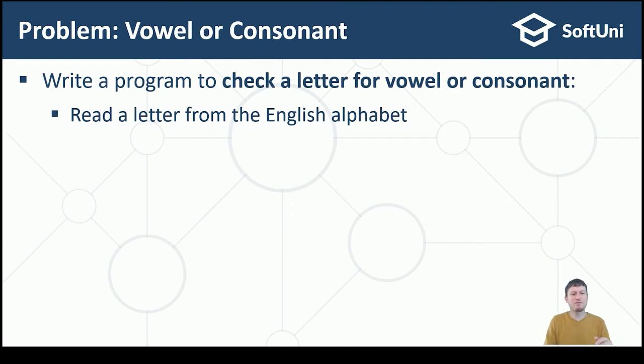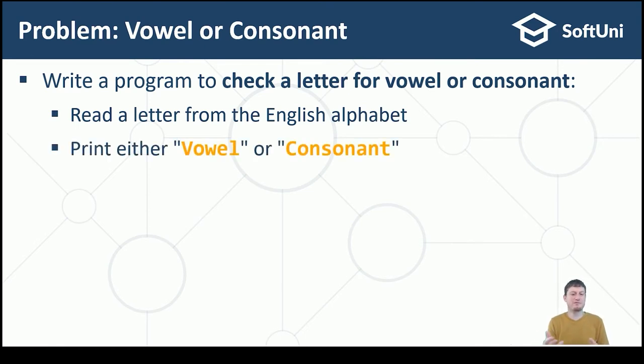The next problem is called vowel or consonant. It's about writing a program to check a letter for vowel or consonant. So we read a letter from the English alphabet as input, and we print either vowel or consonant.